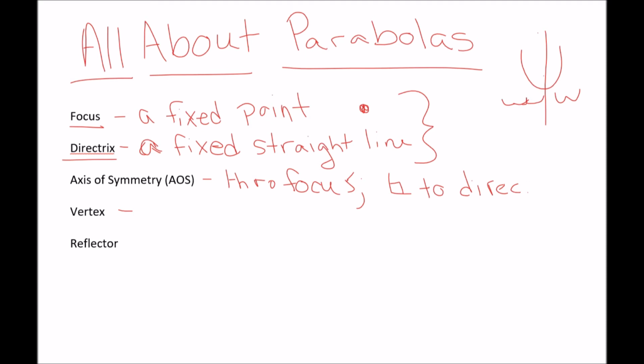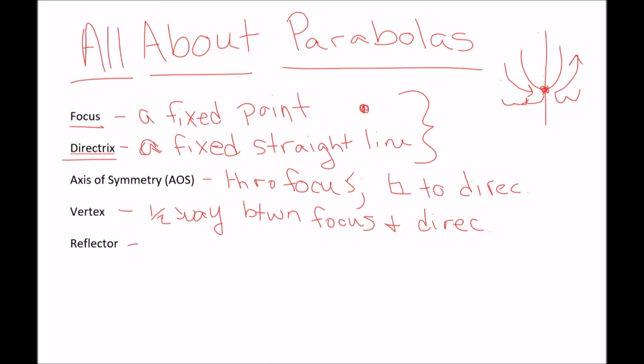The vertex. The vertex is halfway between the focus and the directrix. So we're going to say halfway between focus and directrix. So what this means on our picture, this is our vertex. I like to think of it as where it takes a sharp change, like a sharp turn, because it's going down, and then all of a sudden we start going up.